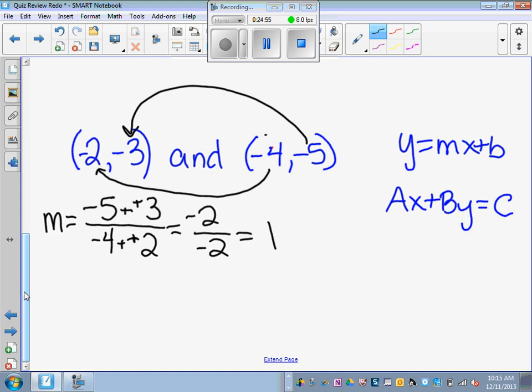Okay, so now let's take this. We have, for y equals mx plus b, we have our slope.